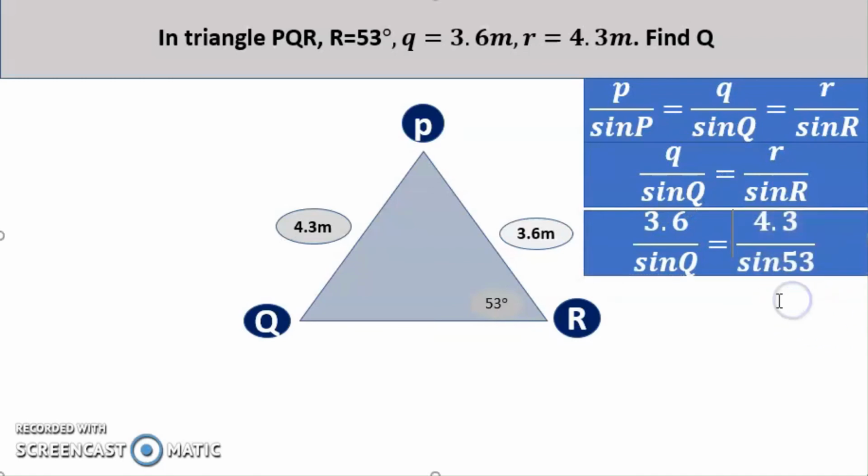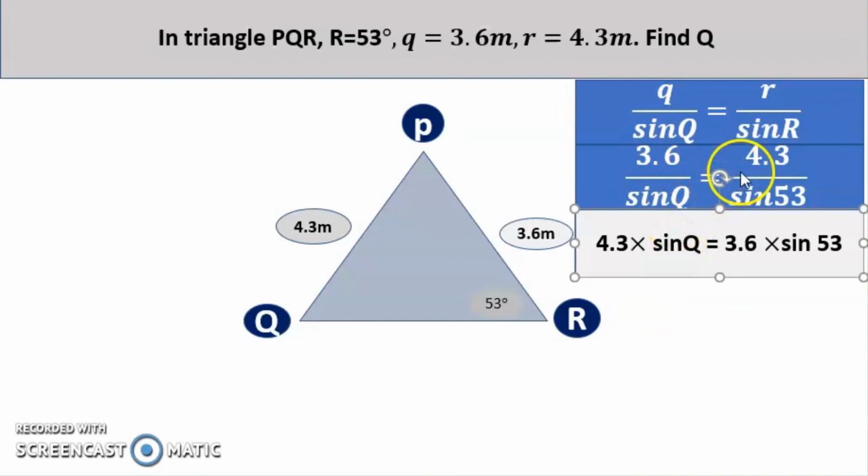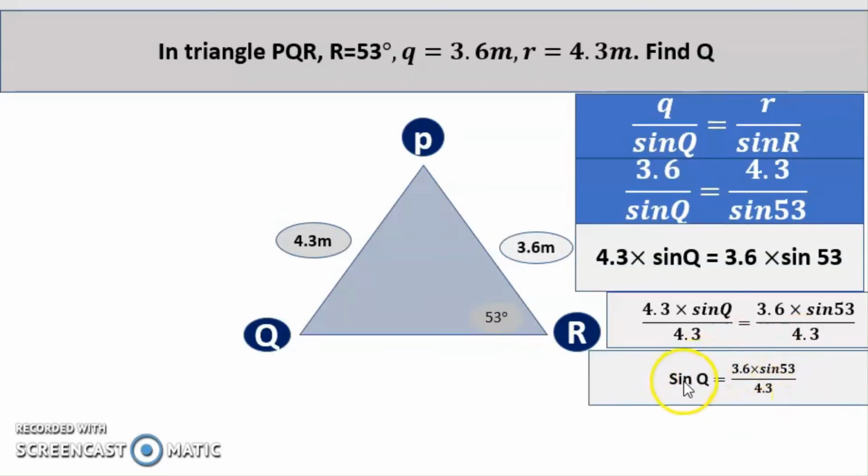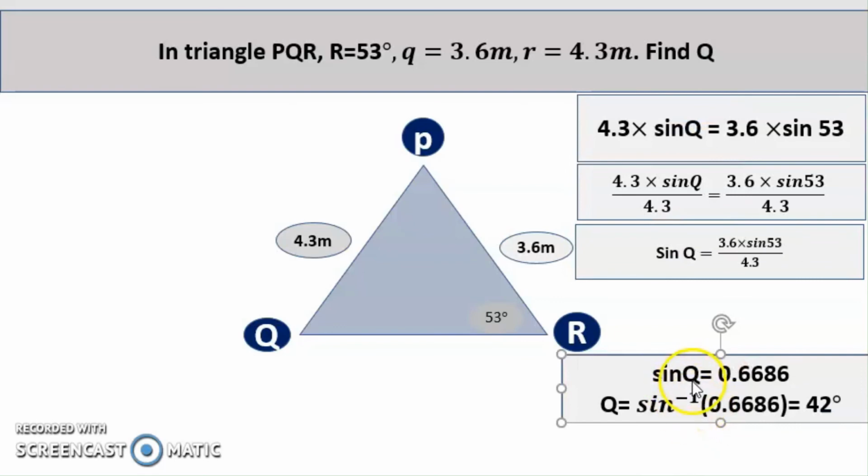So when we have fixed our parameters this way, the next thing we are going to do is to cross multiply. So we have 4.3 times sine Q is equal to 3.6 times sine 53 degrees. Now I want to make sine Q the subject of formula, so I divide both sides by 4.3. So if we divide both sides by 4.3, we cancel out 4.3, will leave us with sine Q equal to the whole of this. So if you get this with your calculator, you are going to get 0.6686. But we are asked to find angle Q, not sine Q.